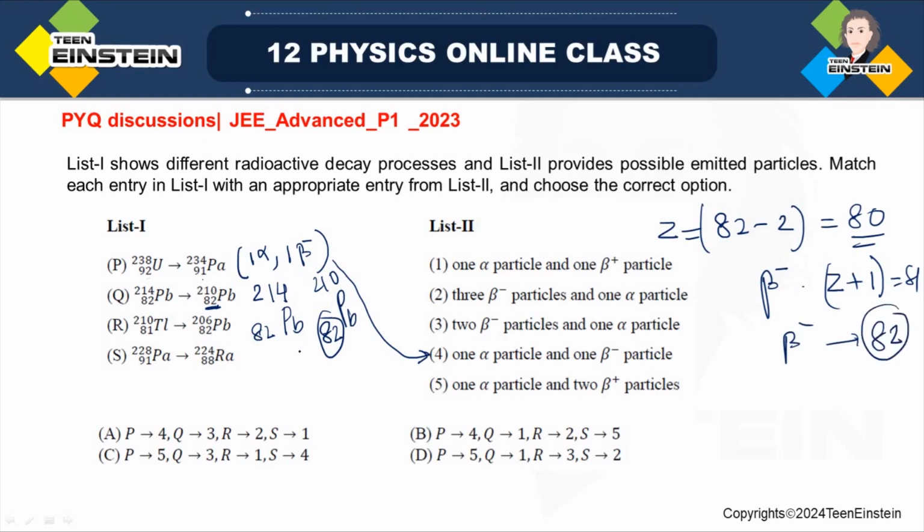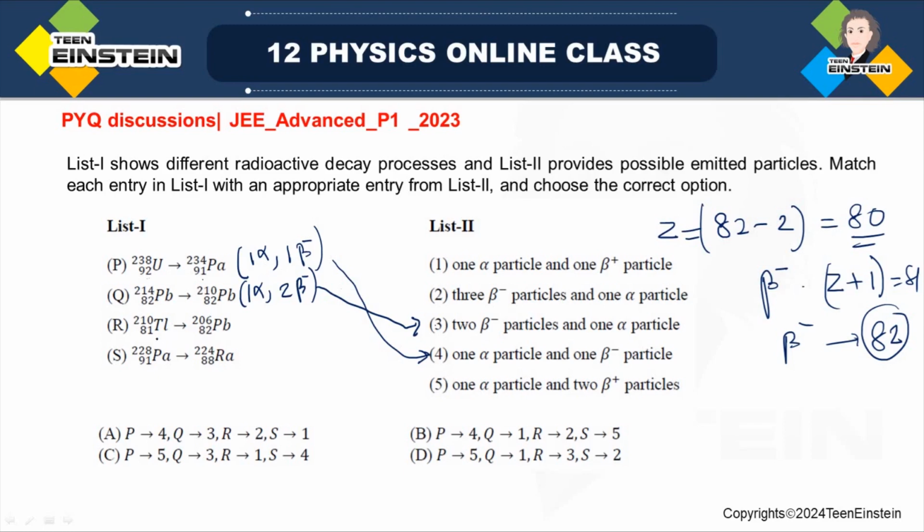So here for the second decay process, what is happening? There will be one alpha particle and 2 beta particles, beta minus particles obviously. So you look where 2 beta minus particles. So this is the beta minus particle and 1 alpha particle. So this is matching with 3.